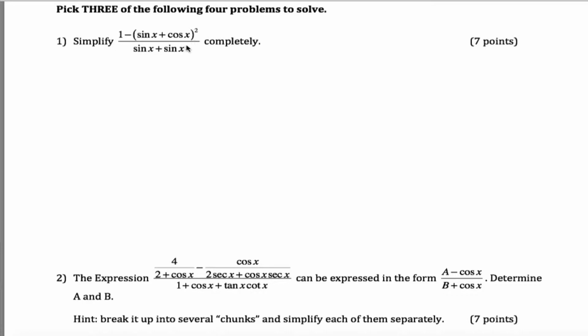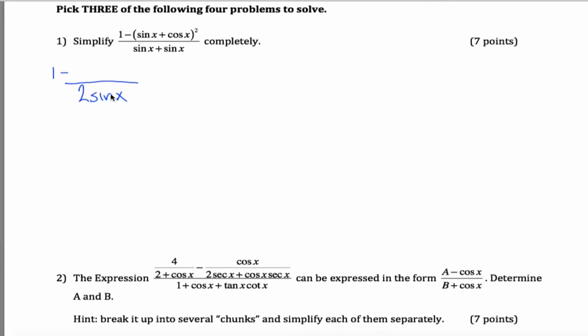The first one, you're given this mess and asked to simplify it. Where to begin? I don't know. I guess down in the denominator, you might notice sine of x plus sine of x. Isn't that just 2 sine of x? Yup, sure is. So we can rewrite the denominator as just 2 times sine of x.